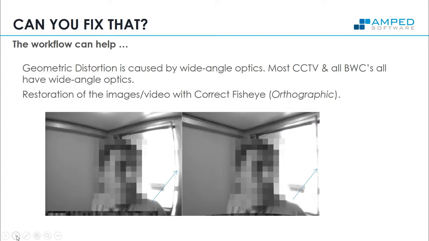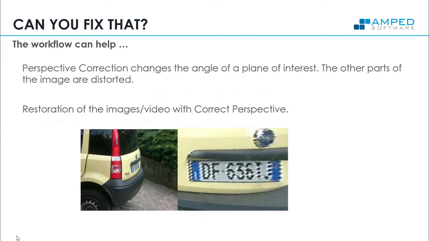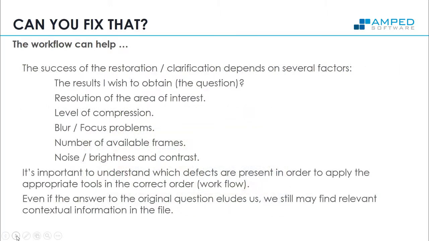Sometimes there's a geometric distortion. Oftentimes in body-worn cameras, they all have these wide-angle optics, these fisheye optics, and so we can put that back together. We can restore that problem. We can see around corners. A perspective correction can see around corners. Everything else gets distorted, and I don't really care. I just want the answer to the question: what is the license plate number? And here I have it. I fixed the angle.